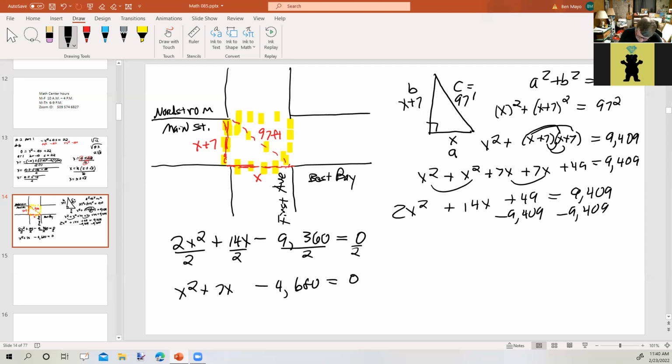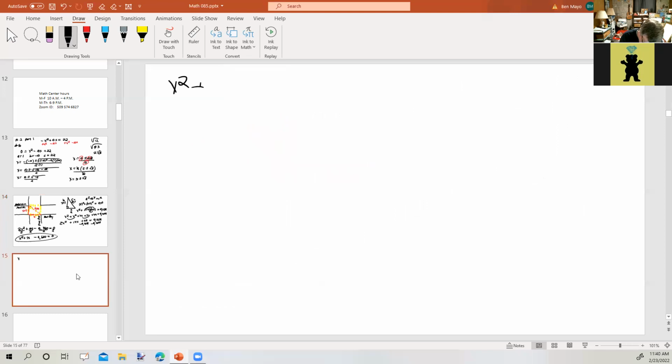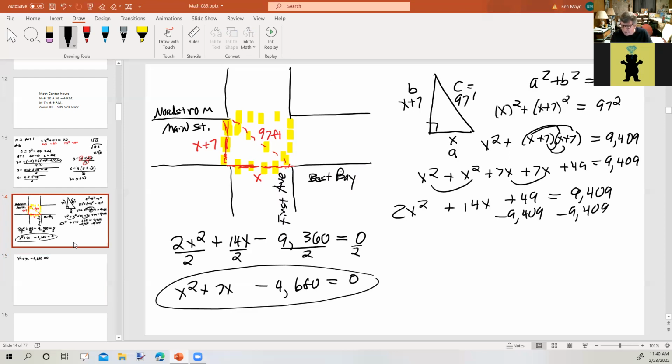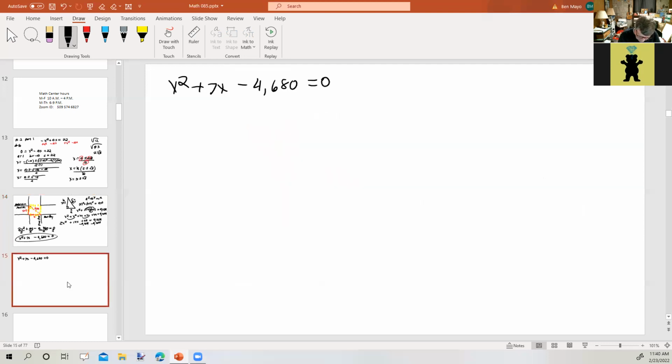All right. I'm going to take this and write it on the next page before I start using the quadratic formula. So I've got x squared plus 7x minus 4,680 equals 0. Does anybody still need to write anything from this page, or can I go on? You're good. Okay, so A is 1, B is 7, C is negative 4680.